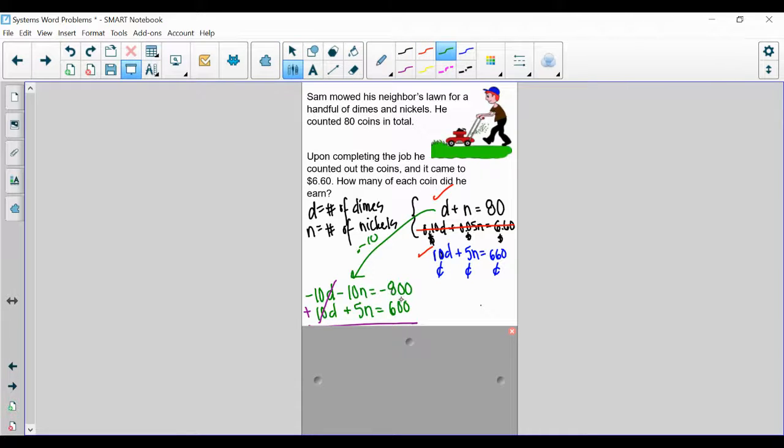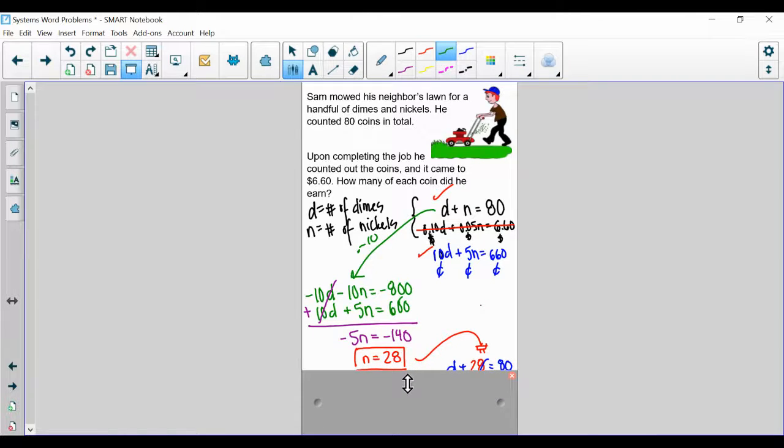660, and then I added the two equations to get rid of the D, and I got -5N equals -140, which solved, I divided by -5 on both sides and got N equals 28. I substituted that 28, I plugged it into the top equation and solved D equals 52. So this means that Sam, after mowing the lawn, earned 28 nickels and 52 dimes.